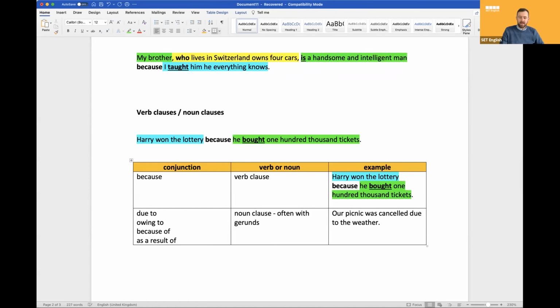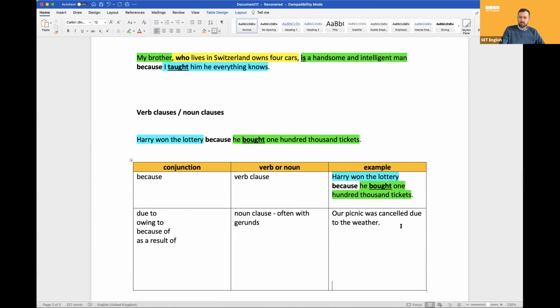Oh, there's no verb there, is there? No. How about this? Tell me what you think about this sentence. Our picnic was cancelled because the weather. No, no, because of the weather. I suppose it could be, yeah, because of the weather. You've got that preposition, of.